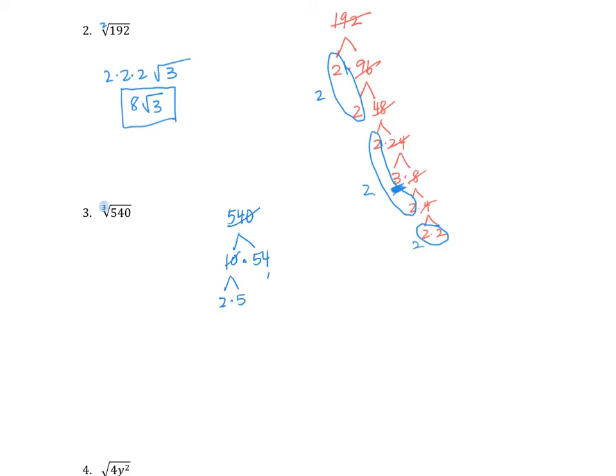Those are both prime. 54 will break down into 9 times 6. 9 will break down into 3 times 3. And 6 will break down into 3 times 2.